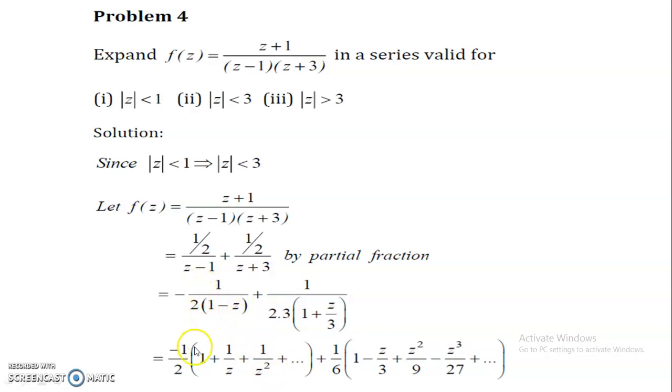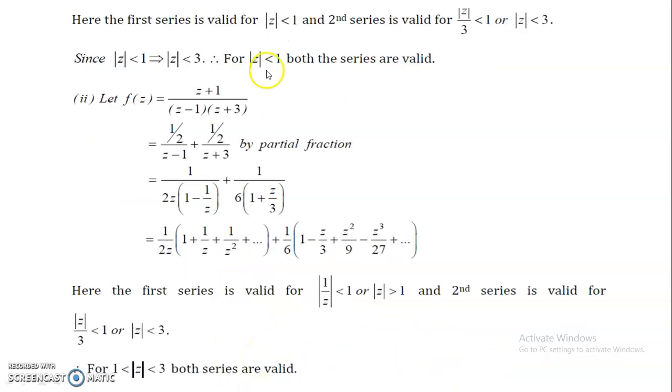I am taking a z outside, and then 2z here, and you can take a 3 outside. It is a Laurent series contribution. So the first series is valid for mod z less than 1 and the second series for mod z less than 3. Since both series are valid, the result is valid within the domain mod z less than 1.